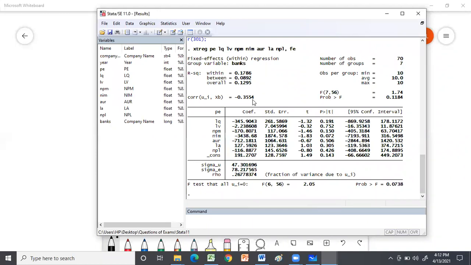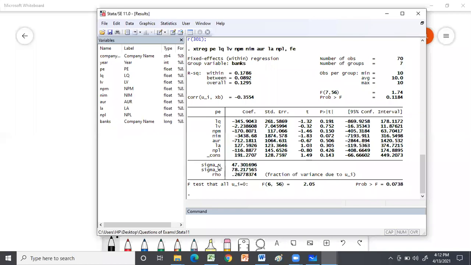Yes, sir. Okay, and if you examine the F statistic, the joint significance of the model, it is also found insignificant. The p-value is more than 0.05, right? Yes, sir. And almost all p-values are insignificant.